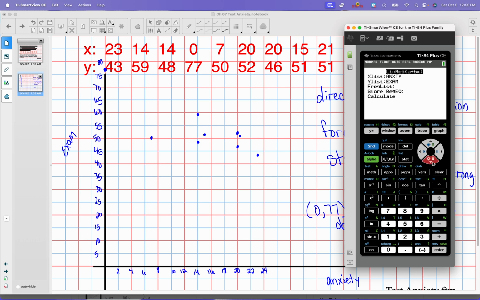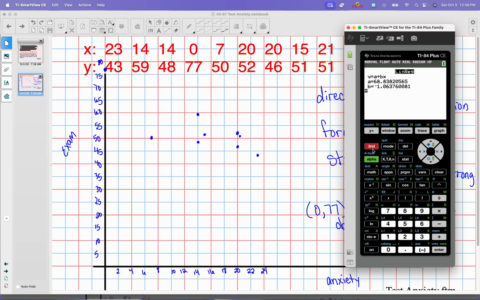Okay, ignore the frequency list. We don't need to store it, and we want to calculate. Now you might look on there and say, what does that mean? Well, if you get this screen, you might have a value for R. I want a value for R. So if you have one on there, that's great. If you don't, then you're going to do these steps that I'm going to show you right now.